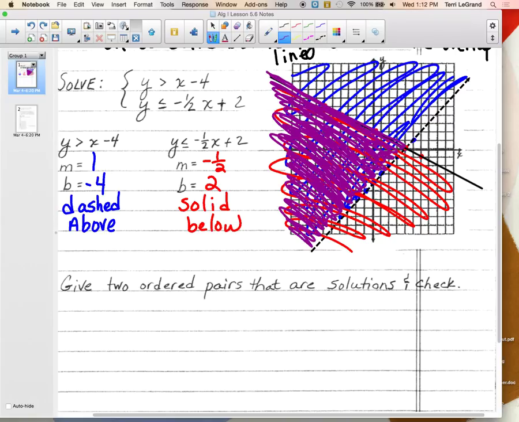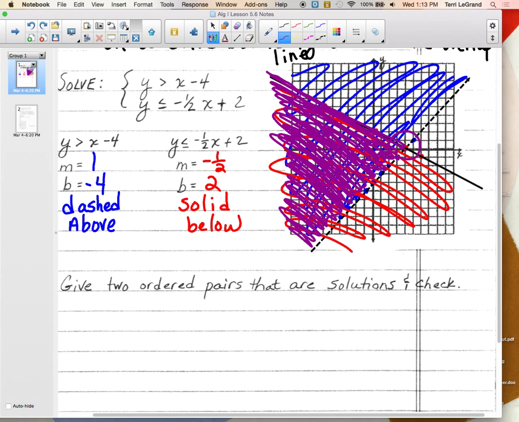How about the dash line? No, that one we can't count. How about the point of intersection? No. Why not? One of the lines is dashed and the other one is solid. So it's a solution for the solid one, but it's not a solution for the dashed one. And it has to be a solution for both of them. It has to make both of them true. So the point of intersection in this one would not be a solution. Any points on this dashed border right here would not be a solution. But the points on this part of the solid line that borders our overlap would be a solution, right?